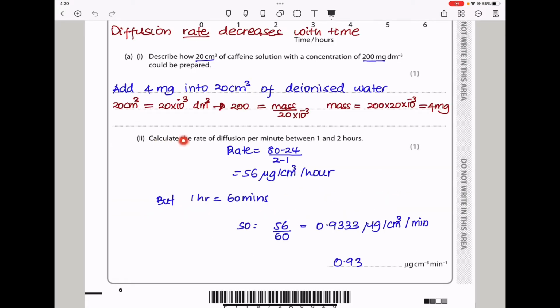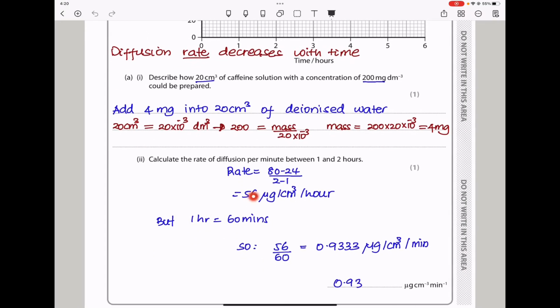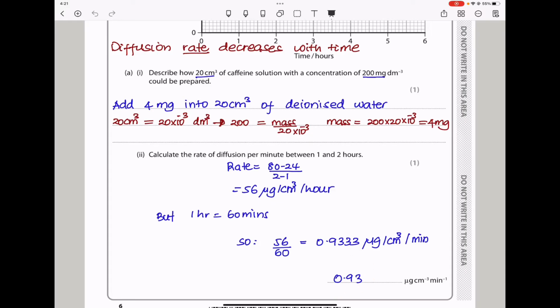Here they say calculate the rate of diffusion per minute between 1 and 2 hours. So between 1 and 2 hours, we had to find the gradient of that line. You can see I got the coordinates for this point, which is 1, 24, and here we have 2, 80. So the rate is going to be 80 minus 24 divided by 2 minus 1, which is going to be 56 microgram per centimeters cubed per hour. However, they want us to find the diffusion per minute, so I divided that by 60 because 1 hour is equal to 60 minutes. So 56 divided by 60 gave me that, which I rounded off to 0.93 as my answer.